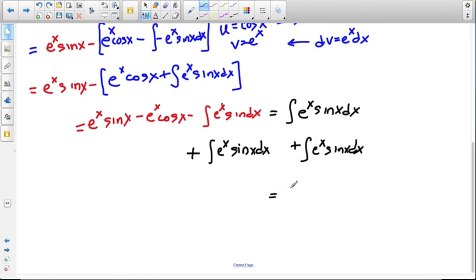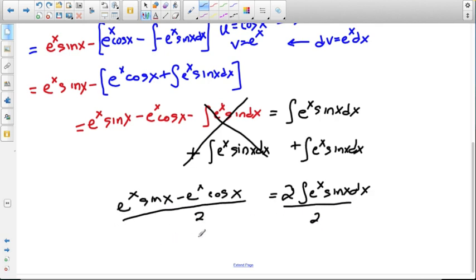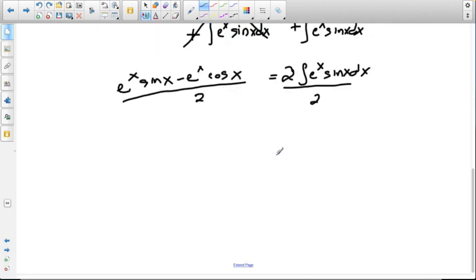And so on this side, we end up with 2 of those expressions. And that equals e to the x sine x minus e to the x cosine x. So that ends up canceling out. And so if we divide each side by 2, we've just solved for the integral of e to the x sine x, which is what the question was asking us to solve for.